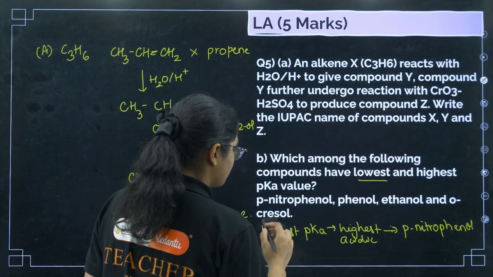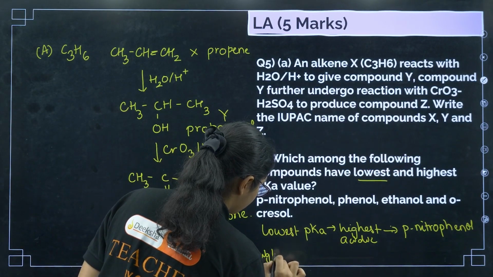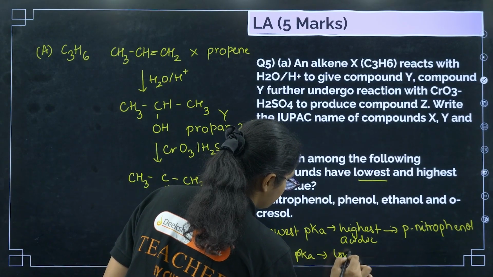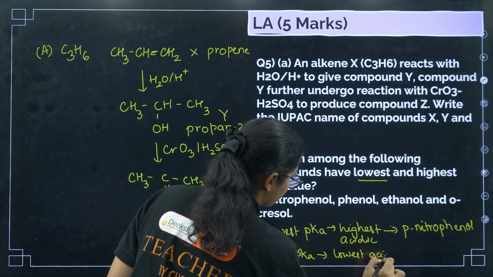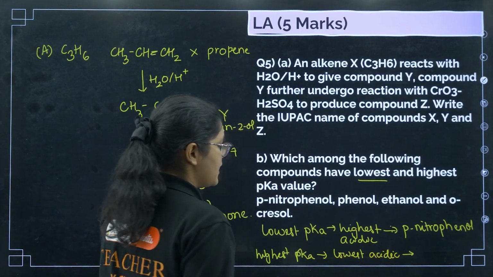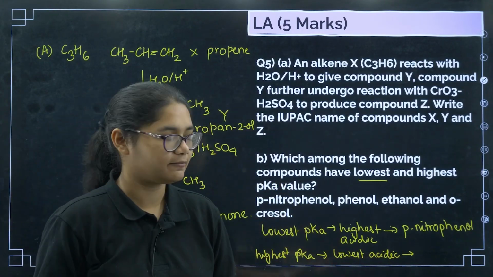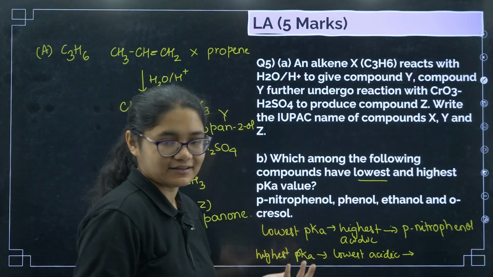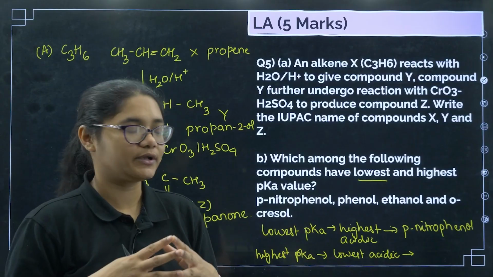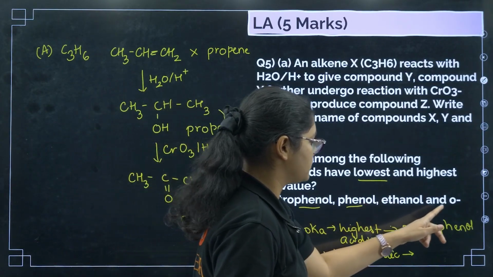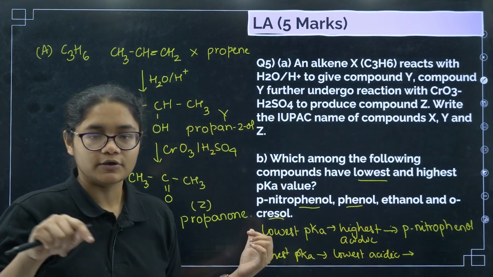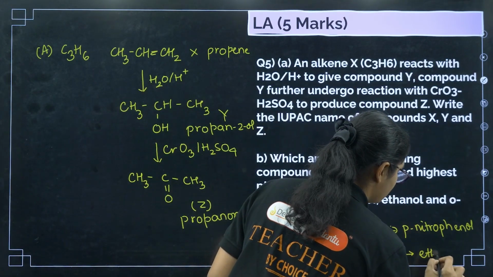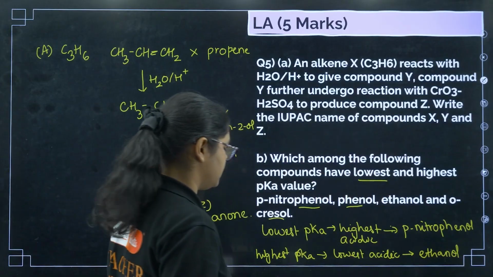Okay, next we have highest pKa value. Highest pKa value means lowest acidic compound. Phenols are generally more acidic because of the stability of the conjugate base. So this is phenol, this is also phenol, and this is ortho-cresol, which also has OH and CH3. So ethanol is the least acidic here because it is an aliphatic one. So it will have the highest pKa value.